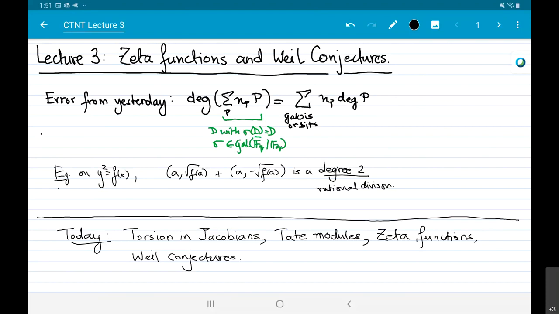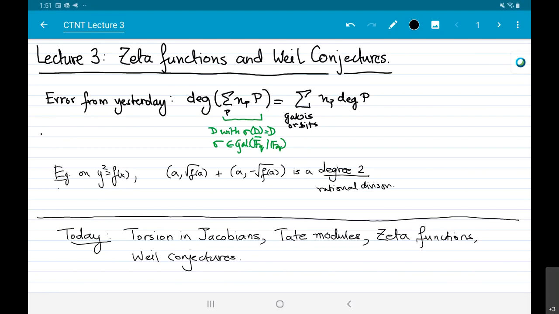I'm going to start off by pointing out an error that I made, well, kind of an error, yesterday. When we were talking about the degree of a divisor, I was looking through my notes, and when I was talking about hyperelliptic curves, I looked at this divisor where you take an F_q-rational value of x and then look at the square root, and I called it a degree 4 divisor. And I was like, that just seems wrong. Morally, that's not the right thing for it to be.